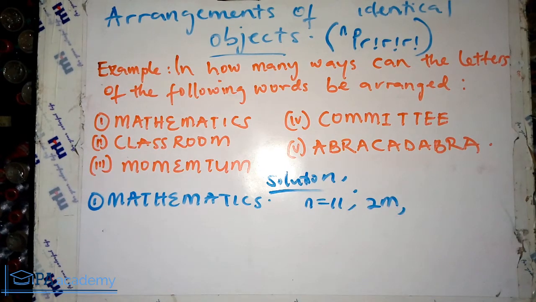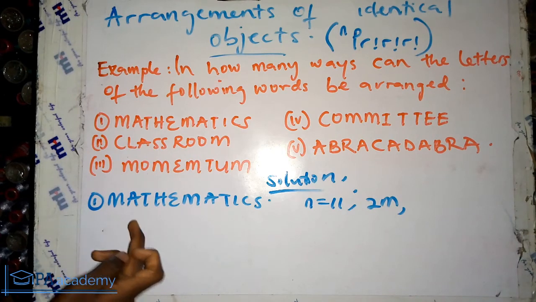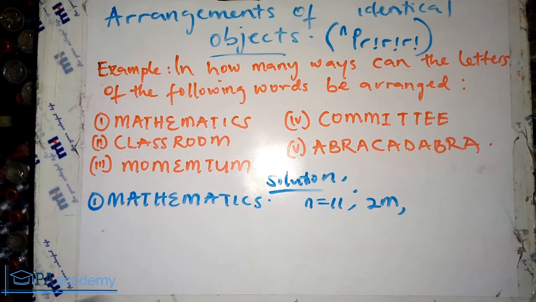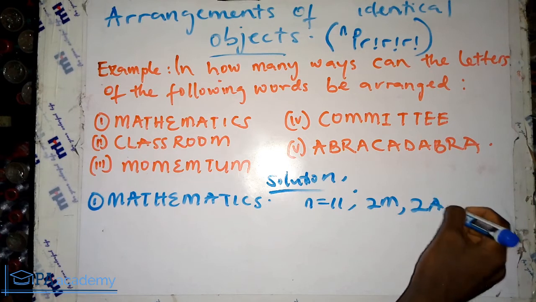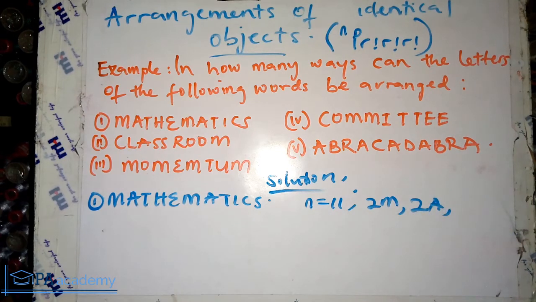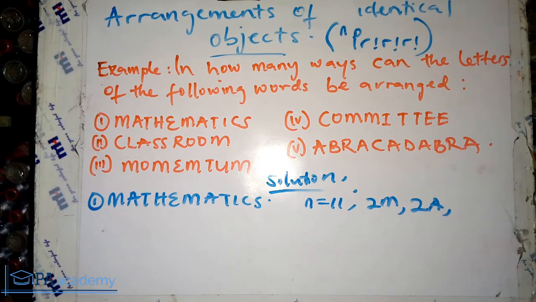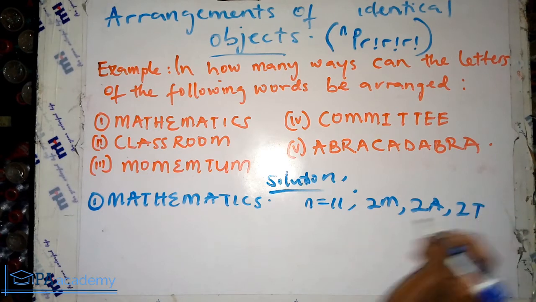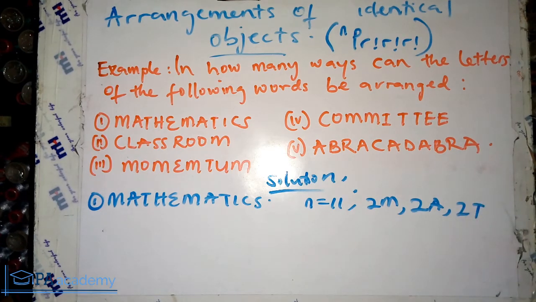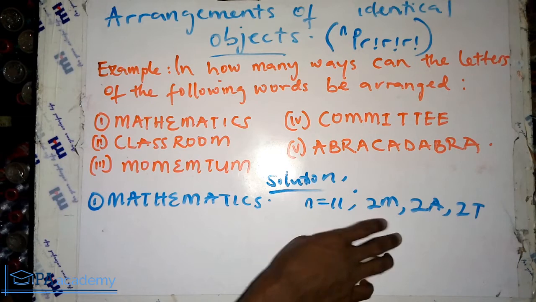Which other letter do we notice that is appearing more than once? A is also appearing more than once, that is 1, 2. Our A is 2, so let's note 2A. What else is appearing more than once? Our T, we have 1T, another T, 2T. I think that's all. So these are the M, A, and T.